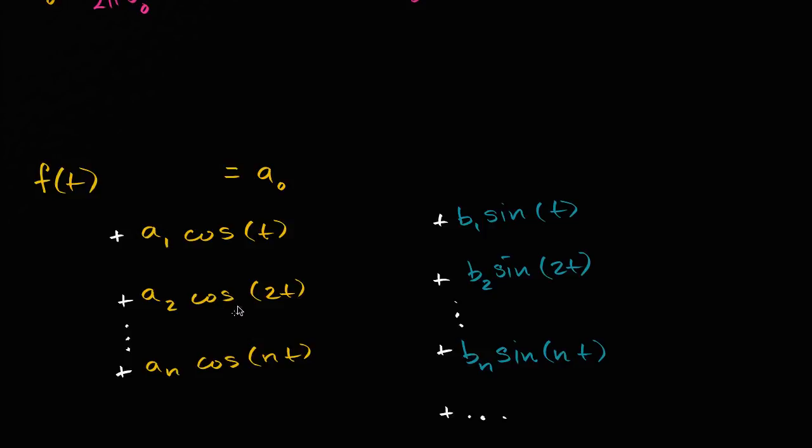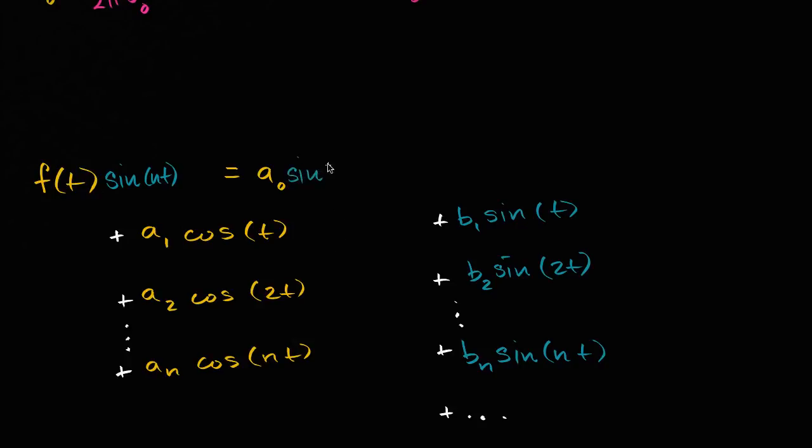Well, we're going to use a very similar technique to what we did to figure out the formula for a sub n. What we're going to do is multiply both sides of this equation right over here by sine of nt. So let's do that. So sine of nt. And if we multiply the right-hand side by sine of nt, that means we're going to multiply every one of the infinite terms by sine of nt.